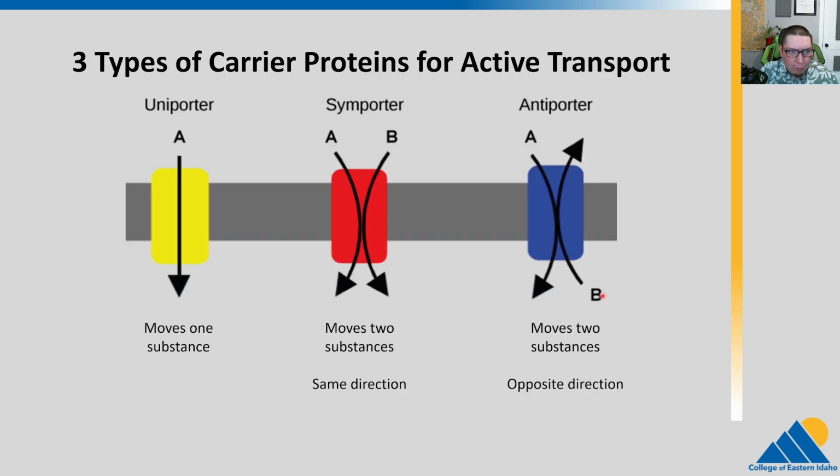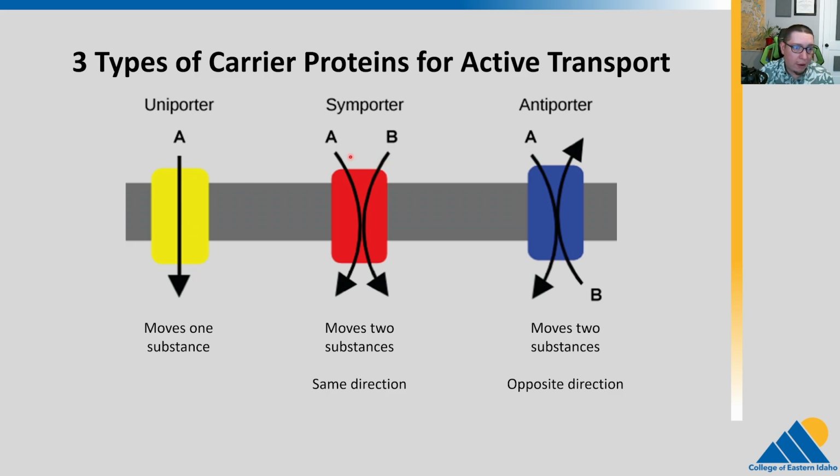There are a number of proteins that can carry different things for active transport. We classify them based on how many things they carry and what direction they're going. So we have things like A here, which is a uniporter. That means it moves one substance, okay, and it will move it by active transport.